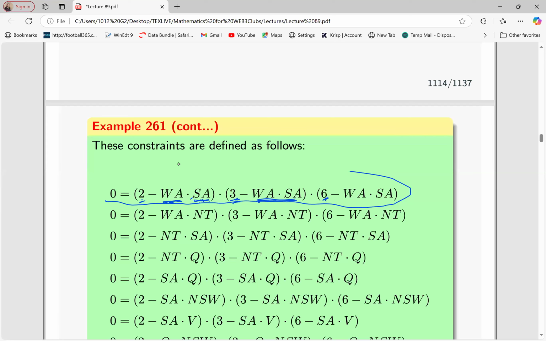Now, how shall we ensure that these regions have two different colors? We begin by assigning one. Okay, so let me say these are the regions I have, and I want to shade them.